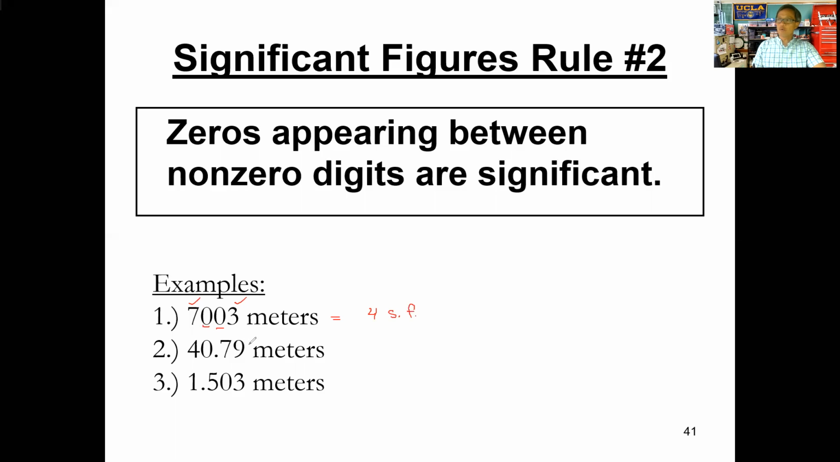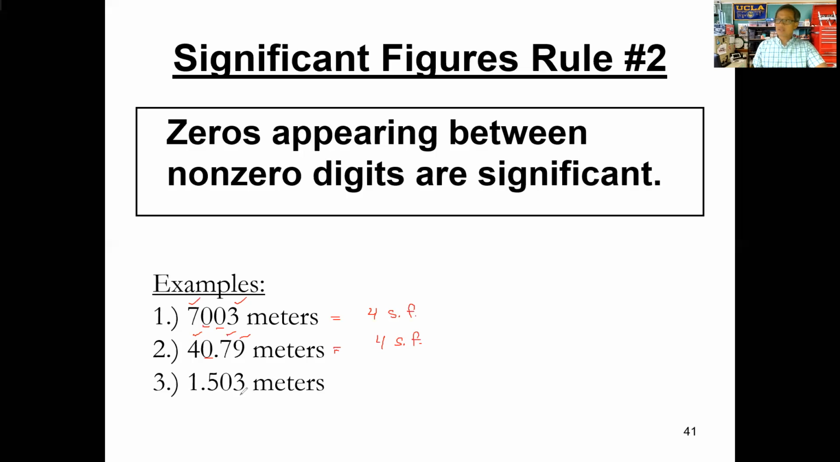So we have 40.79. The measurement is 40.79 meters. We have a 4, a 7, and a 9. Those are non-zero digits. We expect those to count. Here is a 0. This 0 sits between the 4 and the 7. It's a 0 that sits between 2 non-zero digits, and so for this particular number, we have a total of 4 significant figures as well.